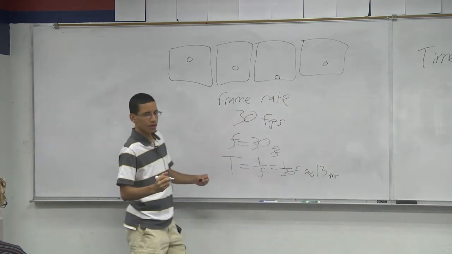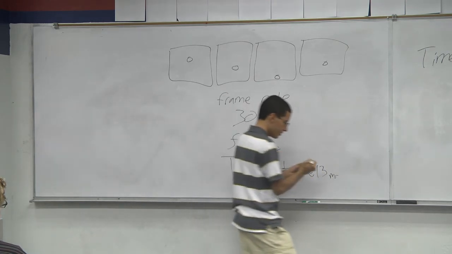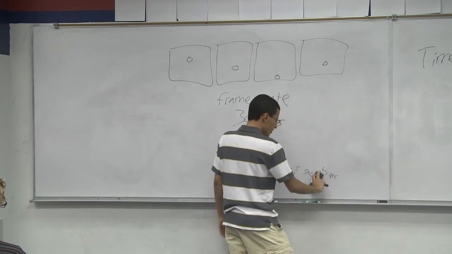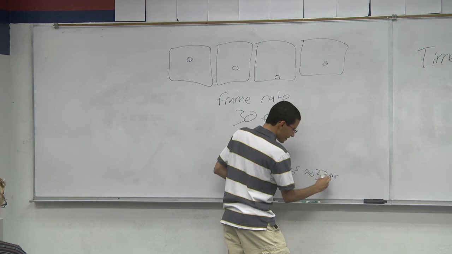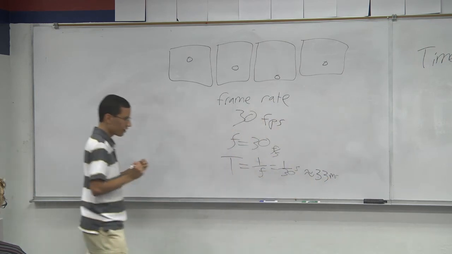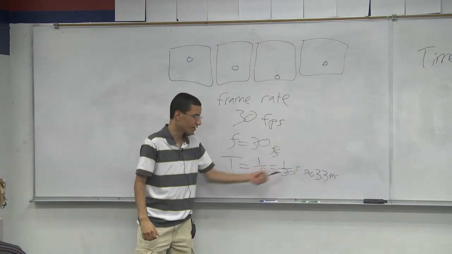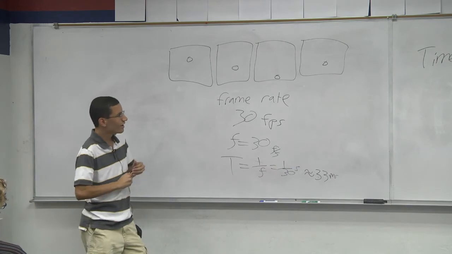33. 33, so it's not 13? That's true, it's 33, I remember now. It doesn't really matter, we can just write code to calculate whatever it is, 1 over 30.